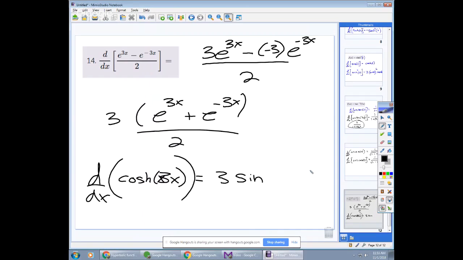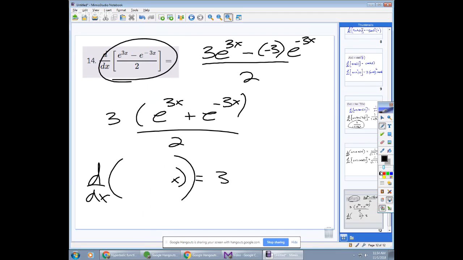So when are we going to learn about hyperbolic functions? We'll talk more about them later in the course. Let me see where I made a mistake right there. You don't need to know those definitions for hyperbolic sine and cosine, but I do expect you to be able to take the derivative of something like that.